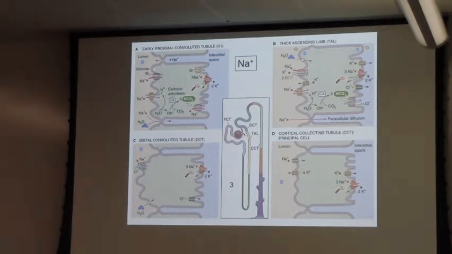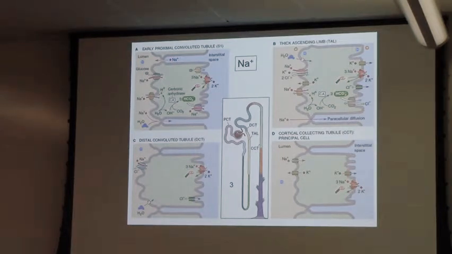So how do we get sodium across the apical membrane? Well, in the proximal tubule, we have a sodium-glucose co-transporter, and that's going to be important for glucose reabsorption as well. In the thick ascending limb of the loop of Henle, we have a sodium-potassium-2-chloride co-transporter that moves sodium in. In the distal tubule, we have a sodium-chloride co-transporter that moves sodium in. And in the collecting tubule, we have a sodium channel that moves sodium in.